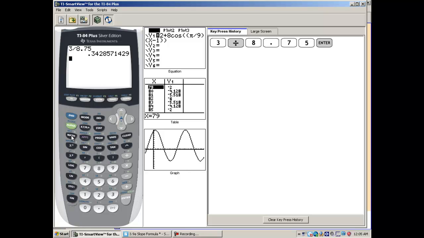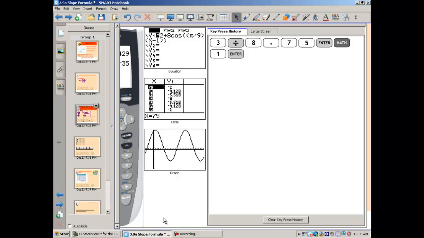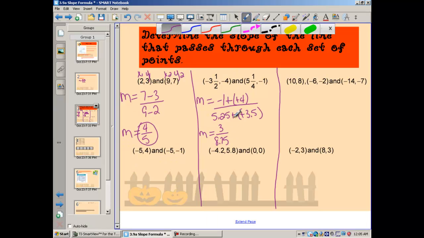You press math. The first option is fraction, and you hit enter, and it's going to convert our answer to a fraction, which is 12 over 35. So we can also say that this is 12 over 35. Both of these answers will work. Both of these answers are correct. It doesn't matter which one you give me. This one is just as good as this one. This one's just a little easier to look at if you're trying to actually put the graph on paper and look at what it looks like.